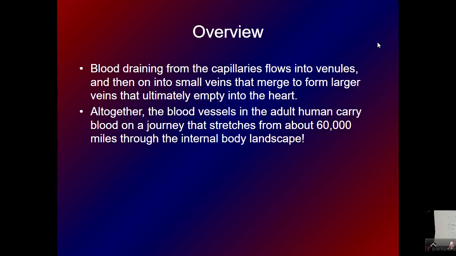After the organs take the oxygen that's needed, they put the waste back onto the blood cells that needs to go back to the lungs. It then drains into venules, and venules are teeny tiny little veins, and then those venules merge to form smaller veins, and then smaller veins merge to form larger veins that eventually empty back into the heart. All together, our blood vessels form a closed delivery system that stretches about 60,000 miles inside of your body. If we could take out all of your blood vessels and put them end to end, it would wrap around the planet 2.5 times, which is just absolutely remarkable.